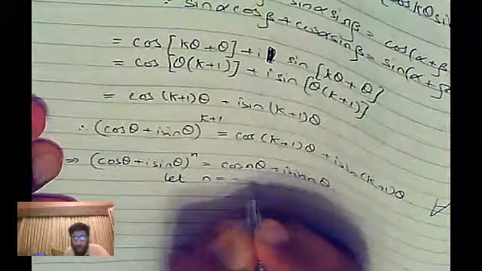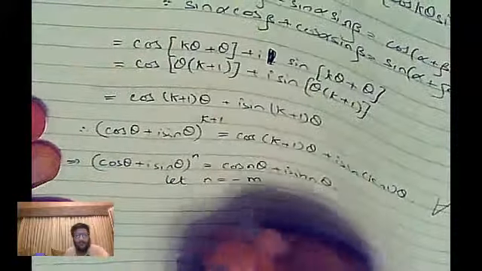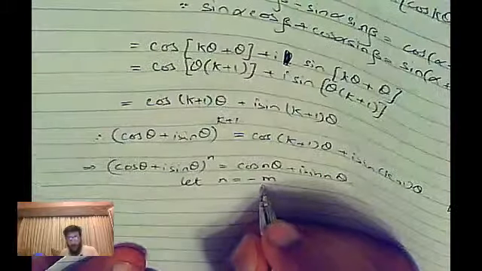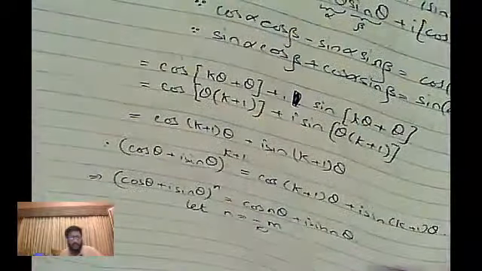Let n equal minus m. We can say that m is a positive number times minus 1. So minus m should be lesser than 0, so it's a negative number. I'm going to write next here. Therefore, cos theta plus iota sine theta whole raised to the power n, minus m, sorry, minus m. Now, this is equal to cos theta plus iota sine theta.